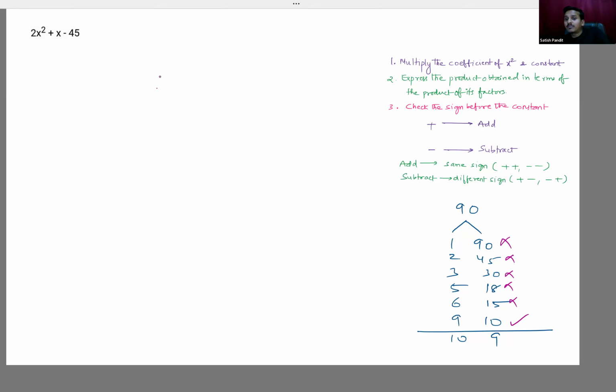And we need +1. That means the larger number should be positive. This should be plus and this should be minus. Then only you get +1, right? Otherwise, if 10 becomes negative and this becomes positive, the answer will become -1. But we need +1. Okay. So this should be plus. This should be minus.